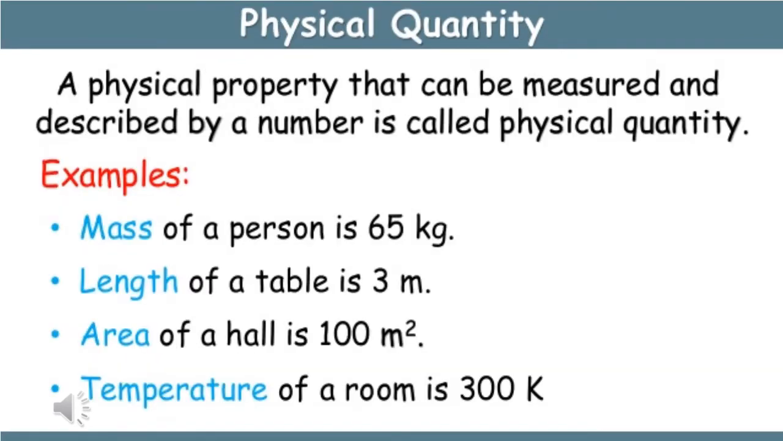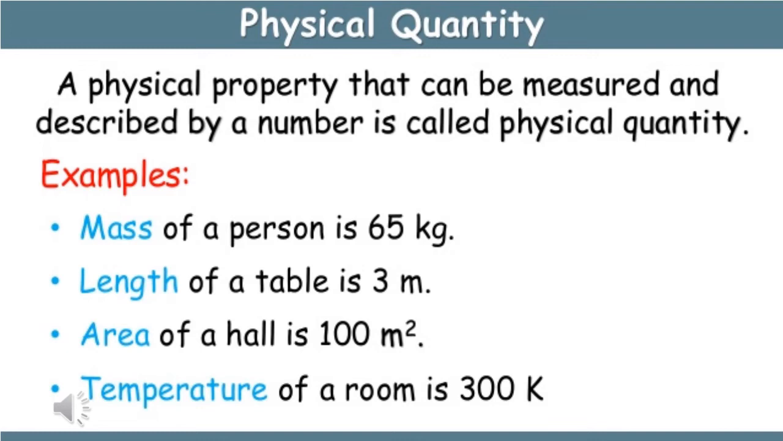Now let's go toward physical quantity. What is a physical quantity? We should know about that. A physical property that can be measured and described by a number is called a physical quantity. For example, we can say that the mass of a person is 65 kg. So the 65 is the quantity, and after 65 there is a unit, which is kilogram, kg. So this is showing the physical quantity.